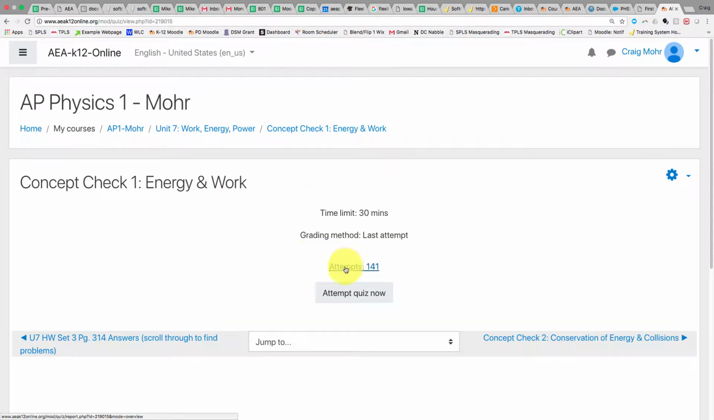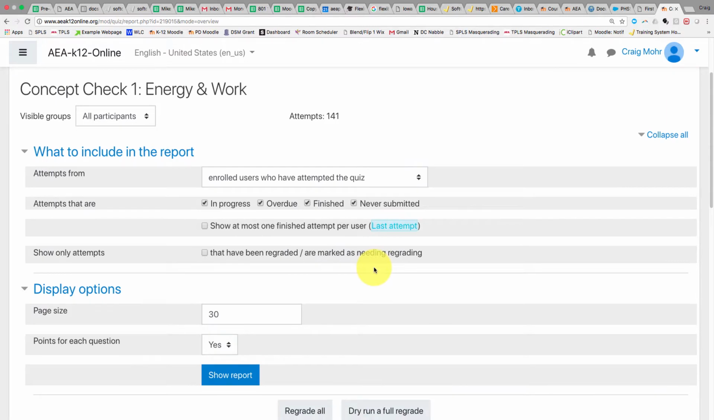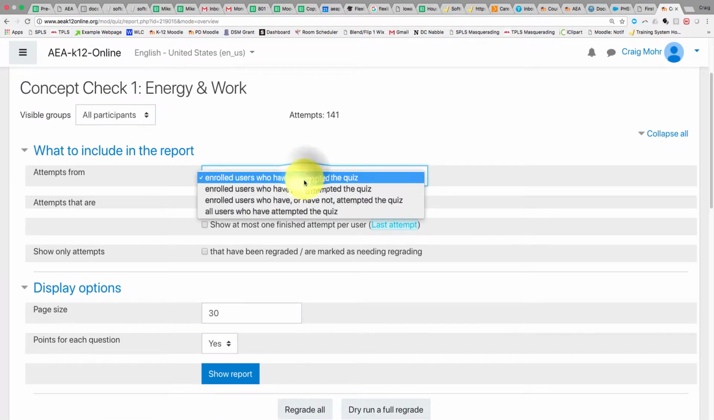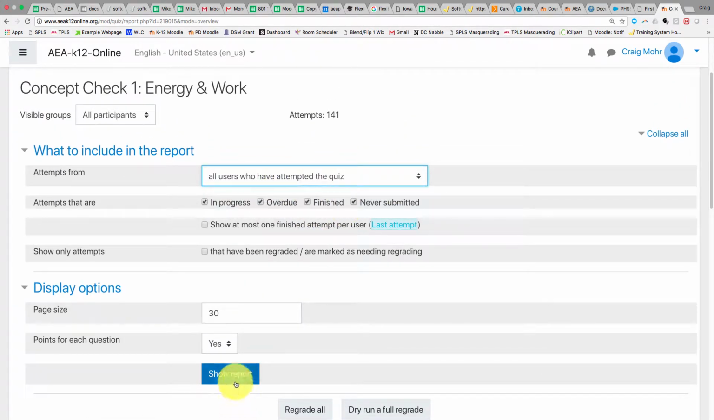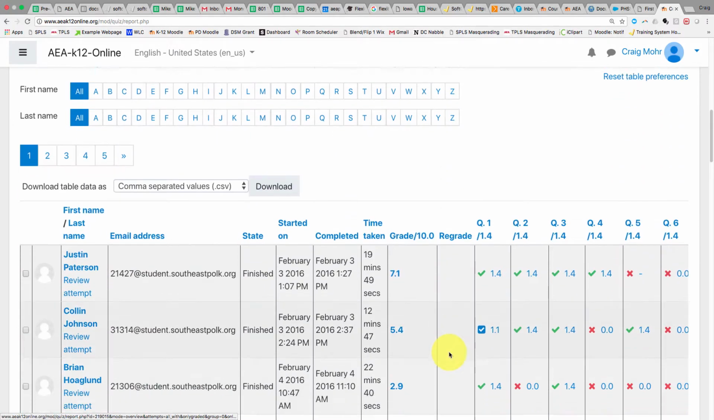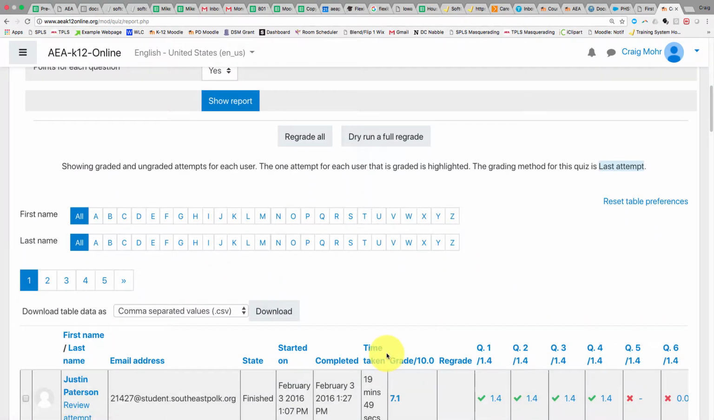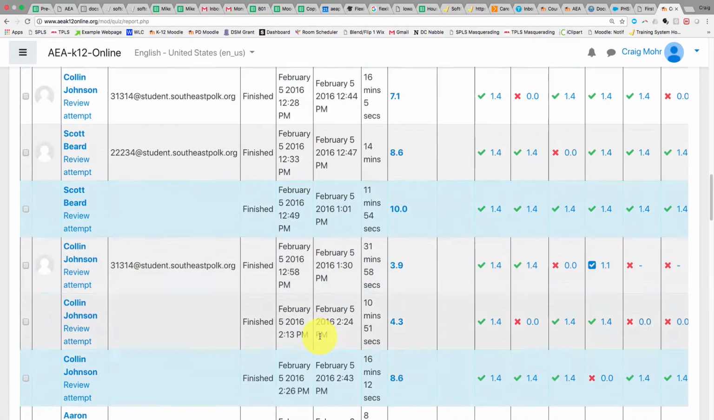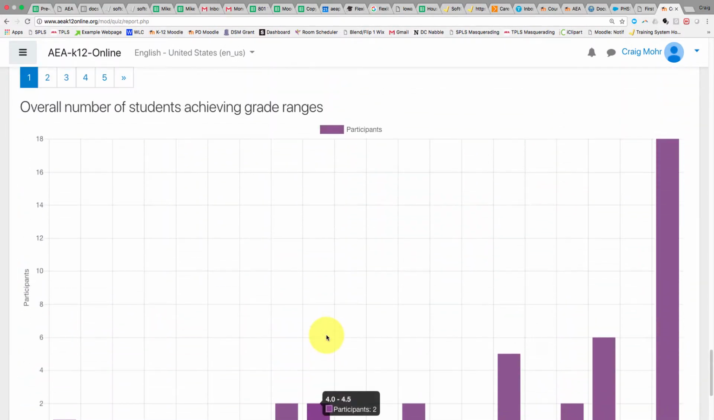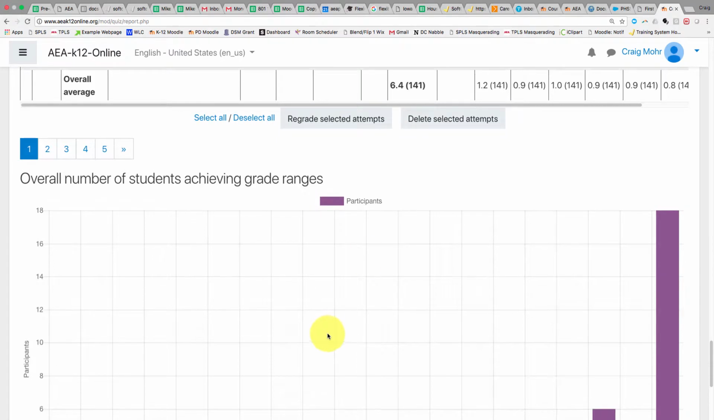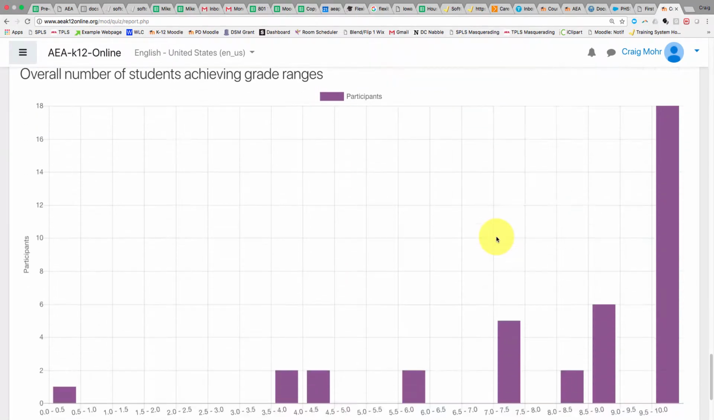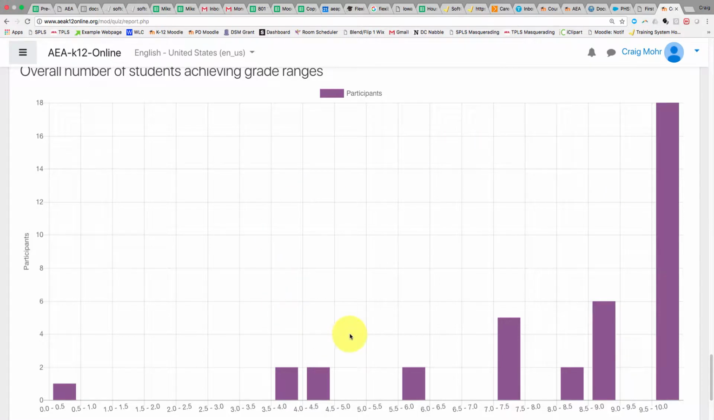So if I want to look at statistics, here are the attempts. There's a couple ways to look at some statistics. So first you click on attempts. Here I've unenrolled all these kids, but this is what you'd see: individual students and their scores right here. Now, if I scroll all the way to the bottom, here I have the average score for all 141 attempts, and you can see here that I have a histogram.